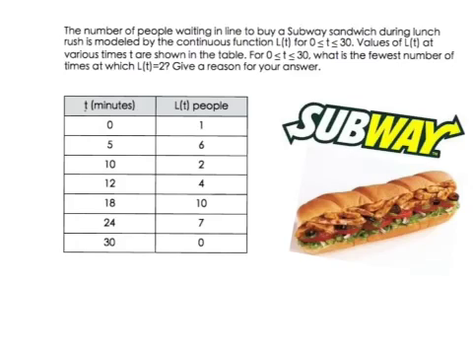So between 0 and 5 minutes, there must have been at least 2 people in line because it can't just go from 1 to 6. At 10 minutes, it just tells you there's automatically 2 people. And lastly, from 24 minutes to 30 minutes, it must have been at least 2 people in line before it went to 0.